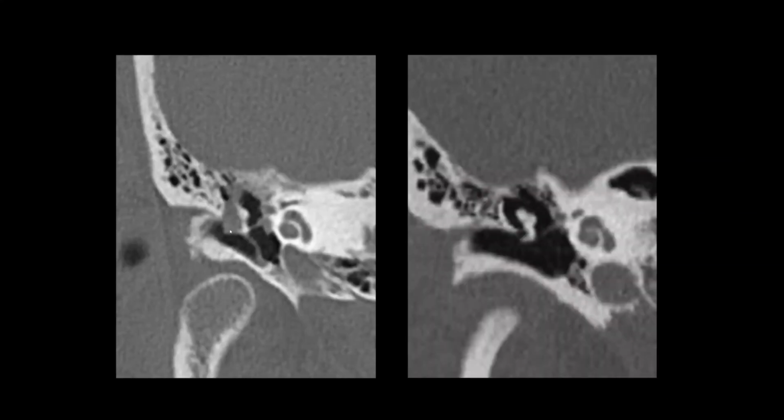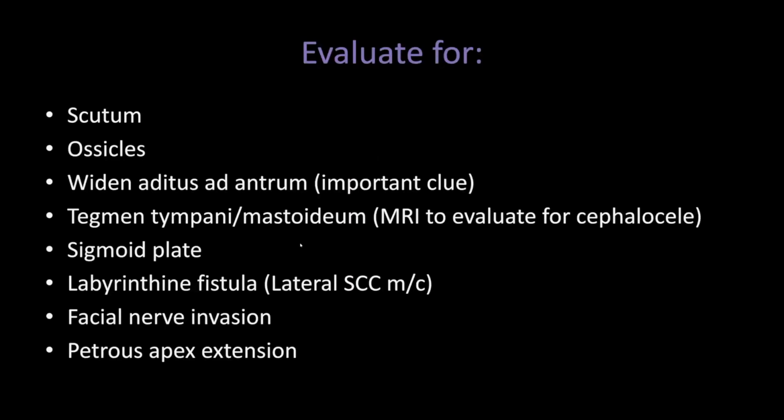And so here we have a classic pars flaccida cholesteatoma in Prussak space and the lateral epitympanic recess. This is a normal one for comparison. So this would be Prussak space here, lateral epitympanic recess. And you can see the clear erosion, the blunting of the scutum compared to the normal one here. With cholesteatomas, we always look for erosion of all of these structures.